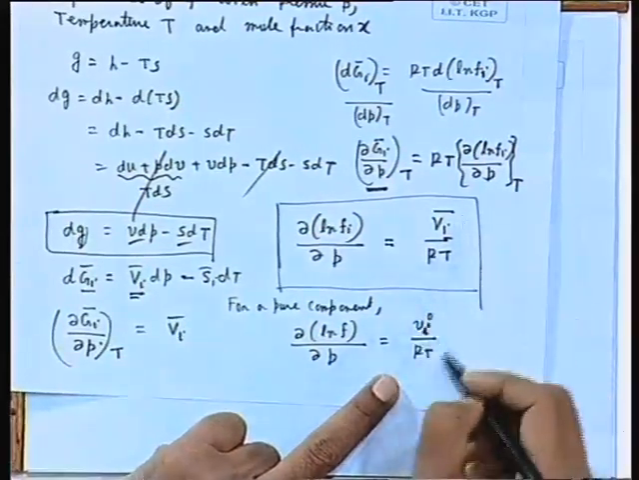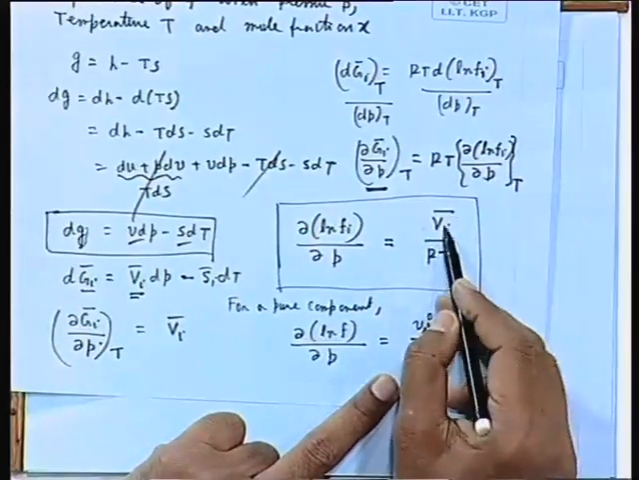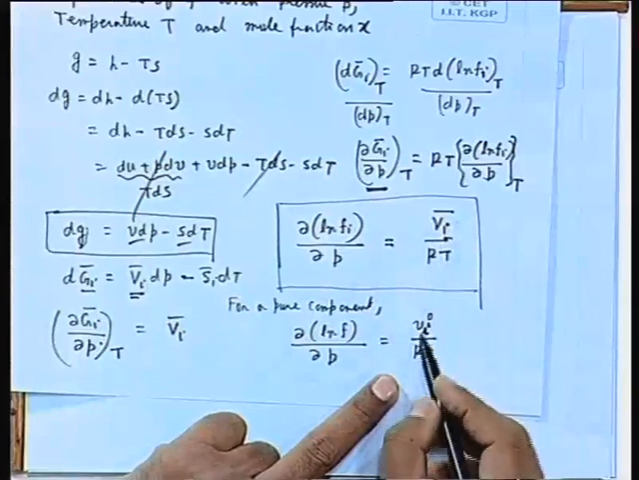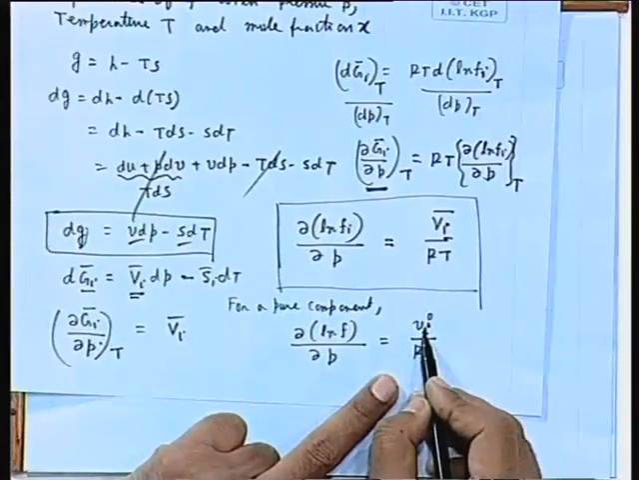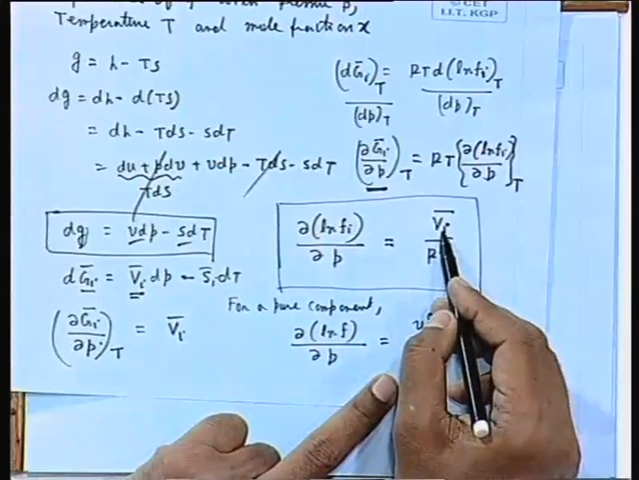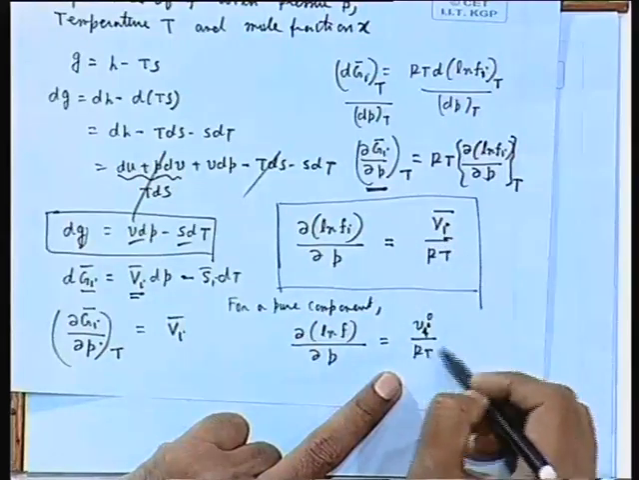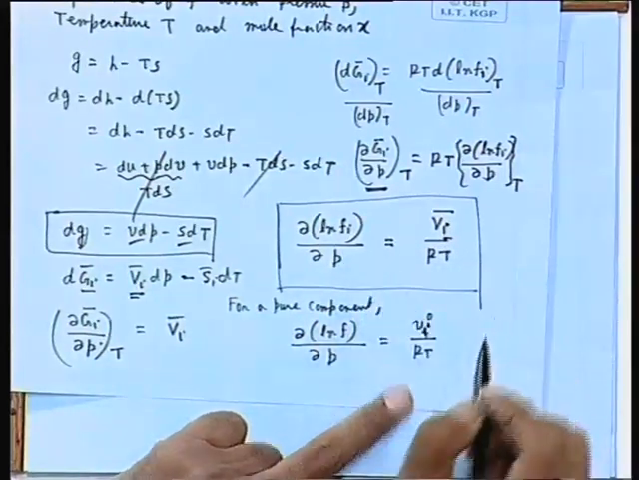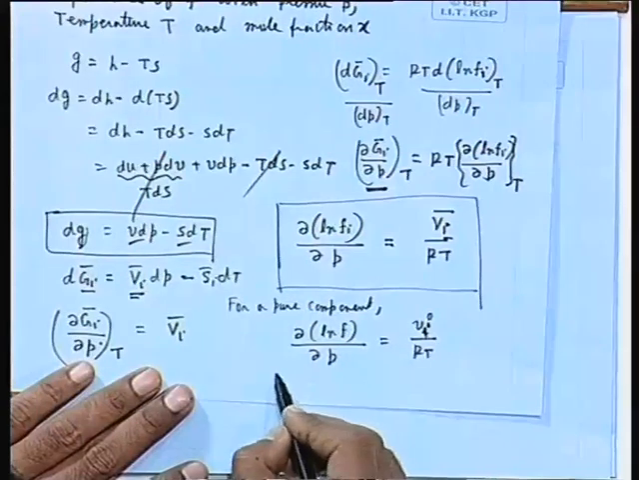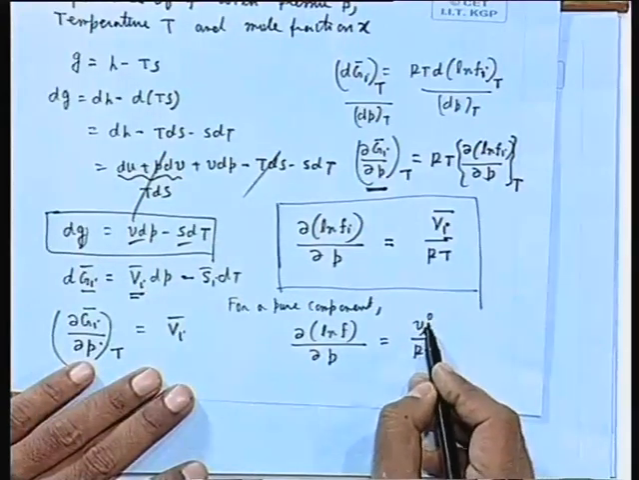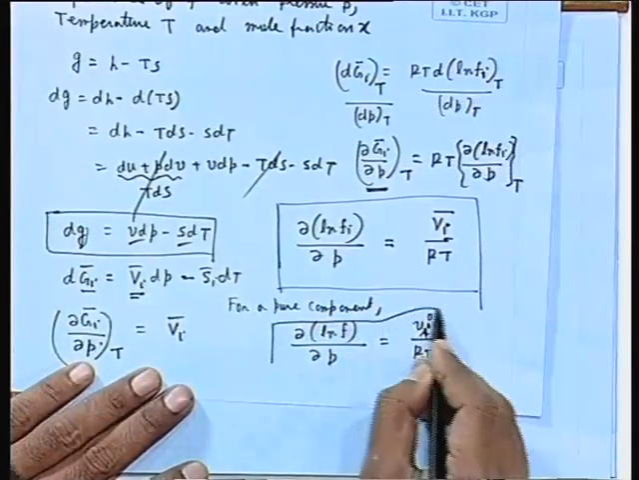That means if we compare these two, where Vi bar is the partial molar volume of the ith component in the mixture, and Vio is the molar volume of the component i as the pure component at that same pressure and temperature. So ∂ln Fi/∂P is Vio by RT. This is for a pure component i itself when it exists as a pure component.